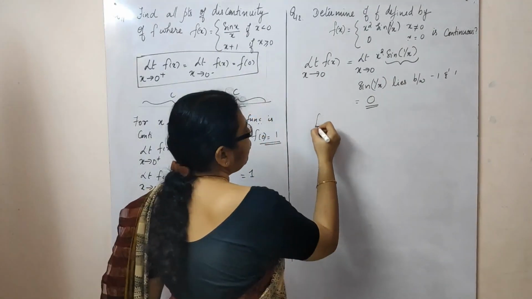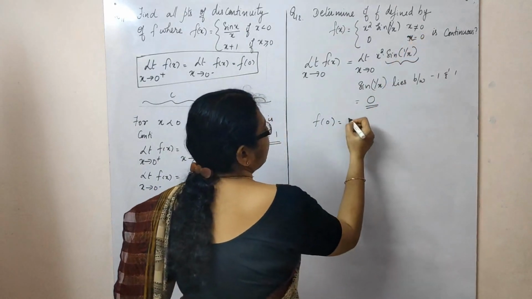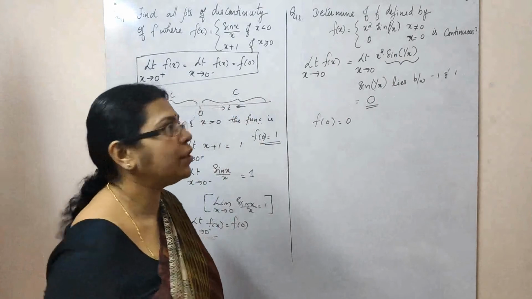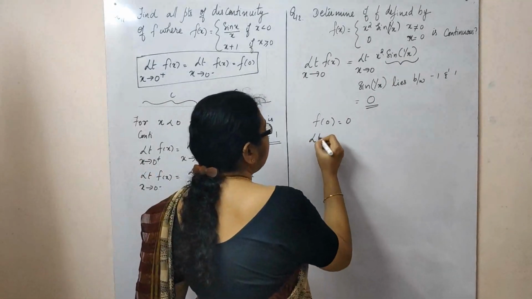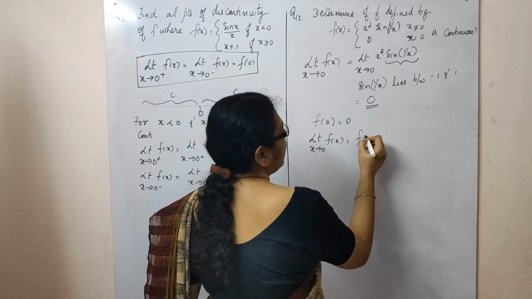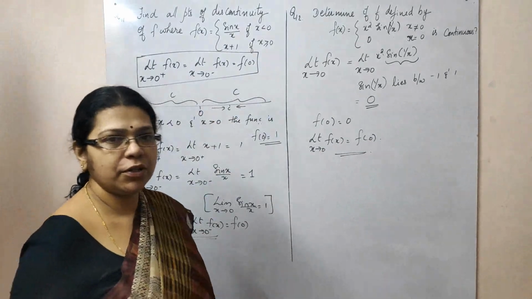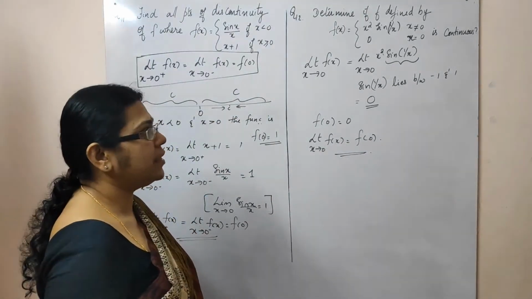So now f of 0. What is f of 0? X is equal to 0, right? F of 0 is also equal to 0. So what will I say? Limit x tends to 0 f of x is equal to f of 0. Therefore the function is continuous. The function is continuous at x is equal to 0.